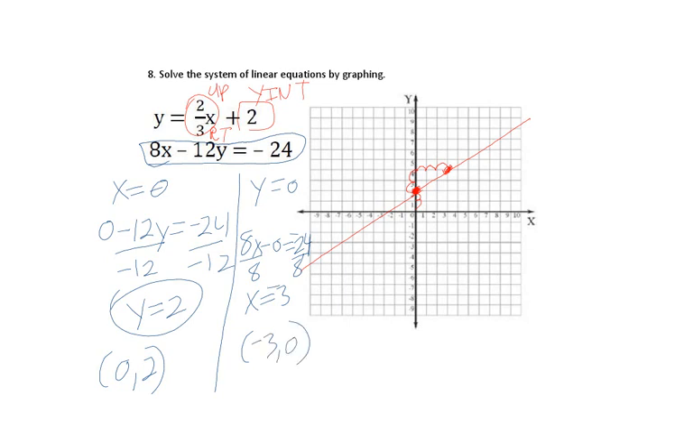Well, watch what happens when you plot that. 0, 2 is this same point that we plotted earlier. It's right there. And negative 3, 0 is 3 to the left. 1, 2, 3. It's the same line. When you graph the same line, that is something called infinite solutions.